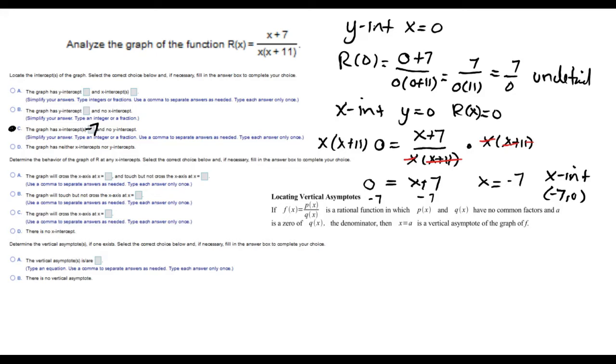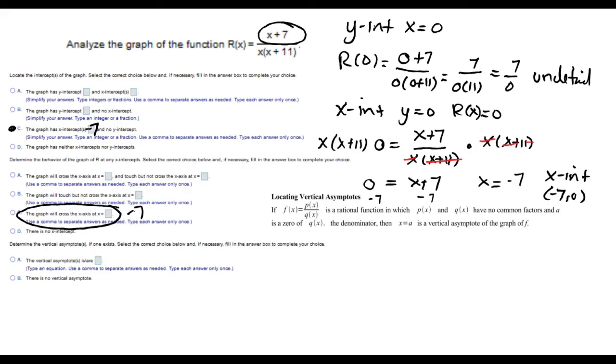The next part says determine the behavior of the graph at any x-intercepts. And so we have that x-intercept of negative 7. And at negative 7, because x plus 7 is a linear factor, the graph is going to cross at that point. So the graph will cross the x-axis at our x-intercept of negative 7.